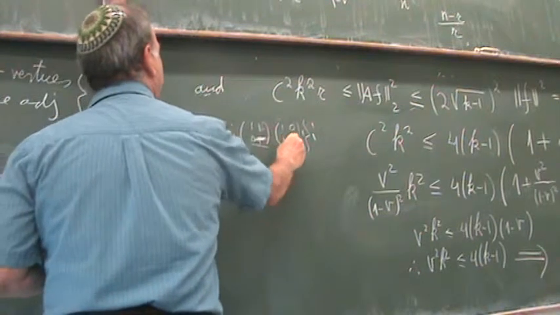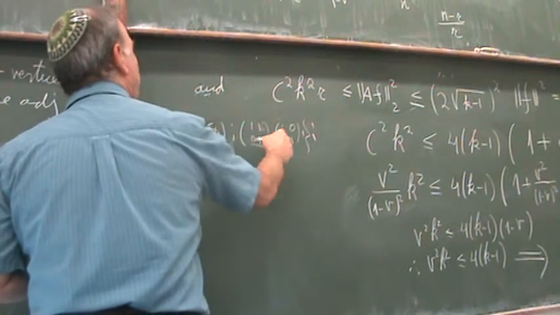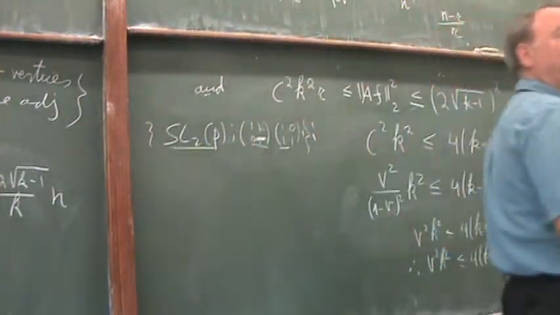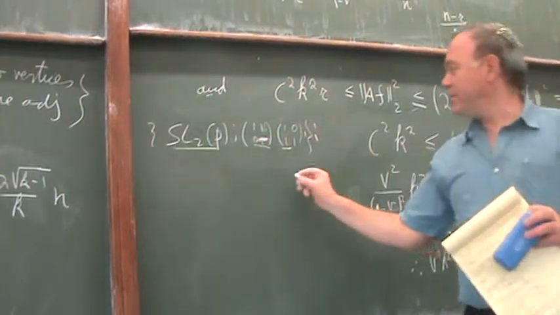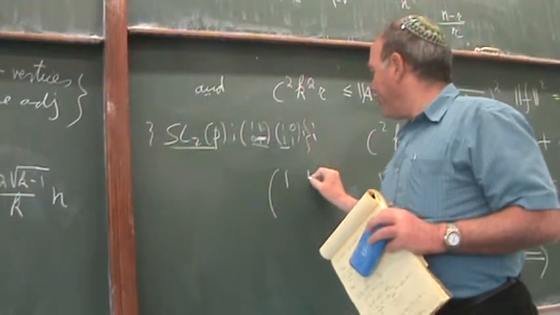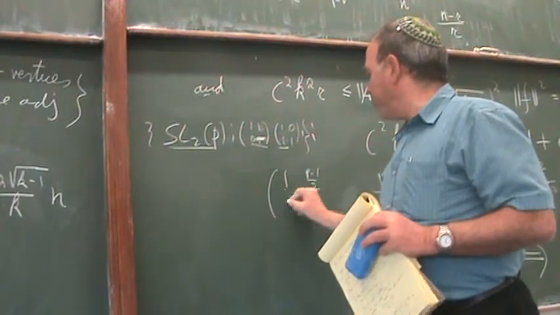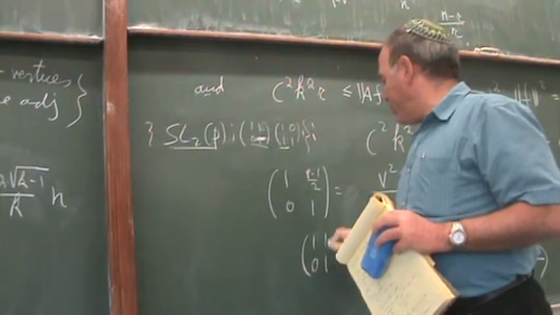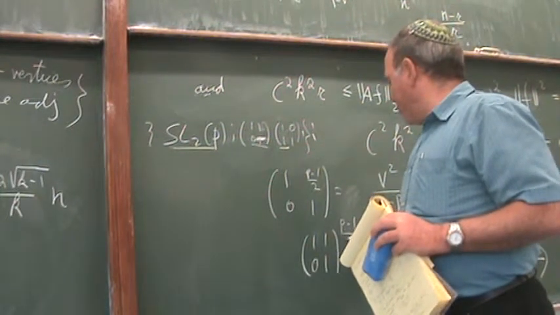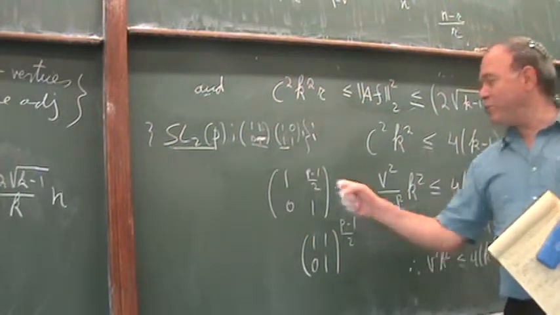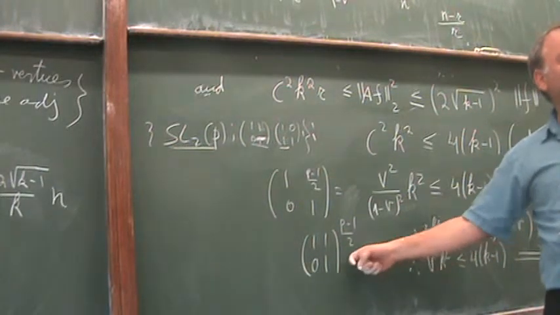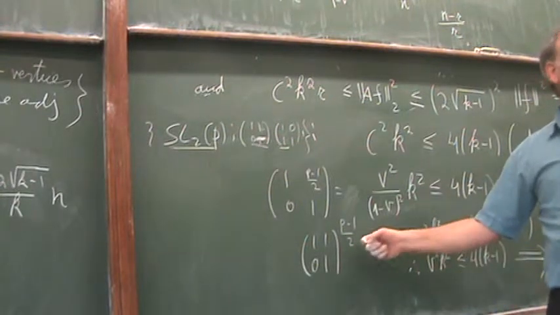This means that every matrix here can be written as a word of length log P using these two generators, but nobody knows how to do it. Even for this, take the matrix 1, P minus 1 over 2, 0, 1. This is clearly equal to 1, 1, 0, 1 to the power P minus 1 over 2. So it's very easy to write it as a word using the generators. In fact, one is enough. But it is a very long word.